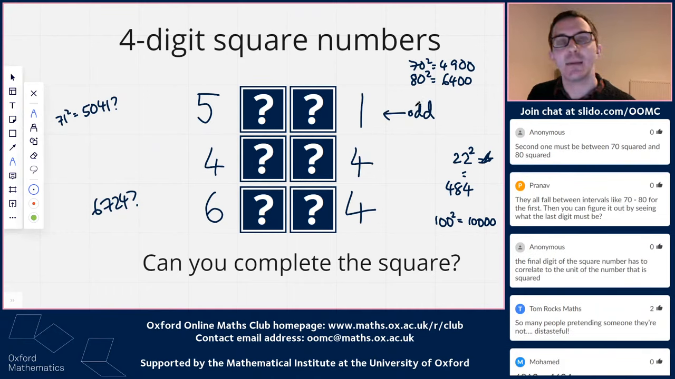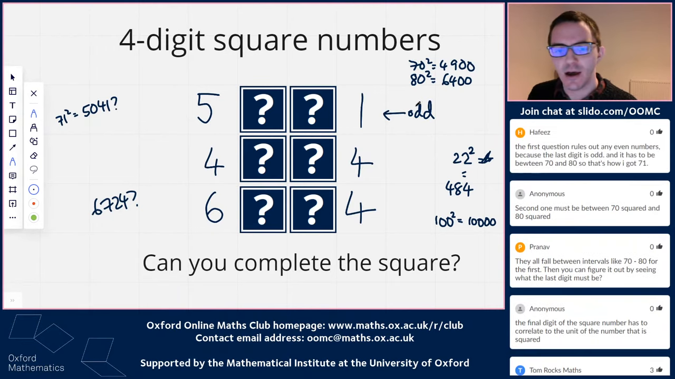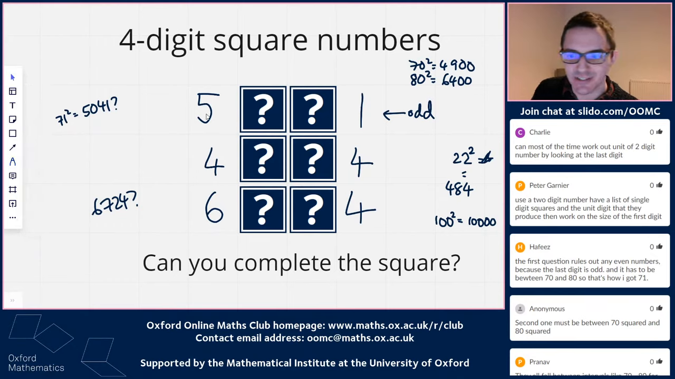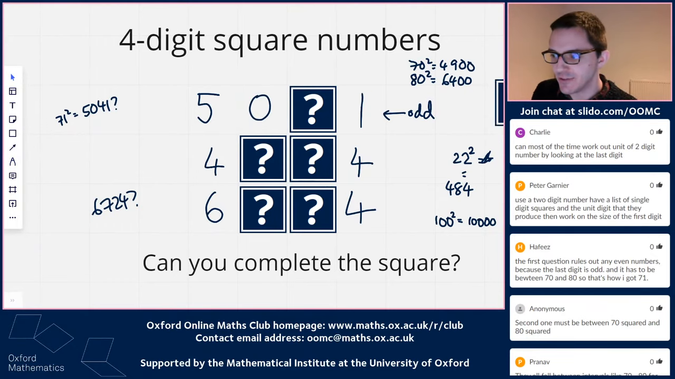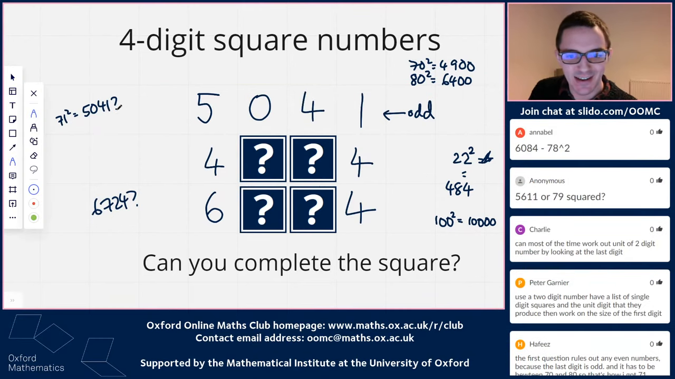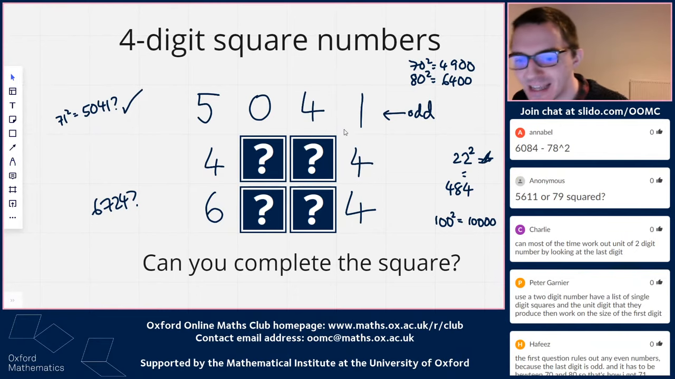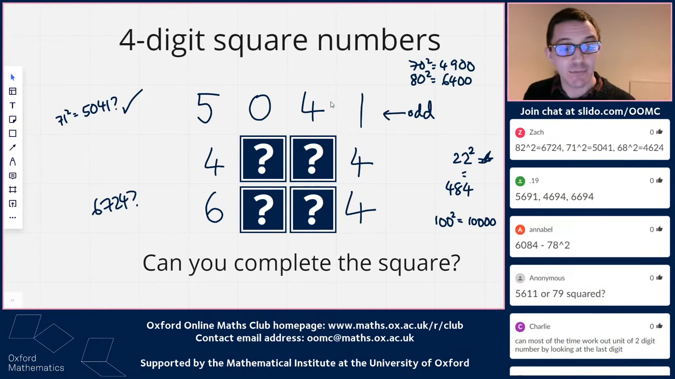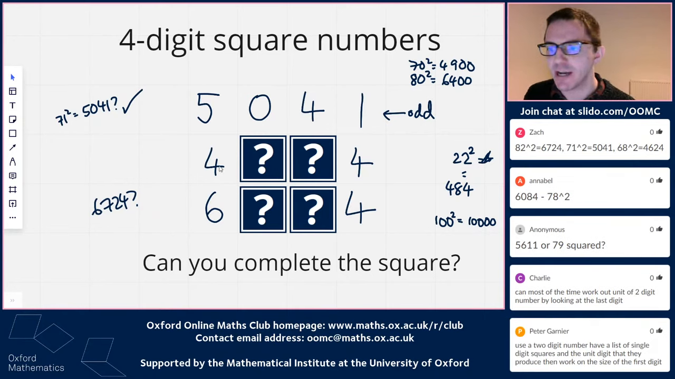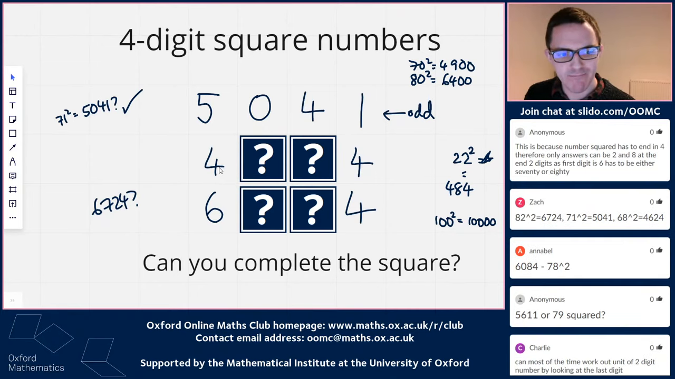It's worth thinking about that for a moment. Think about what happens when you square all the numbers between 70 and 80. If you check some numbers in between 70 and 80, this one, it turns out, is 71 squared. This is 5041. Great, brilliant stuff, everyone. We got that one right. So it's somewhere between 70 and 80, and it's an odd number, and we can think a little bit more. You can restrict down what you're looking at in this search for what this square number is. Brilliant, we completed that square.